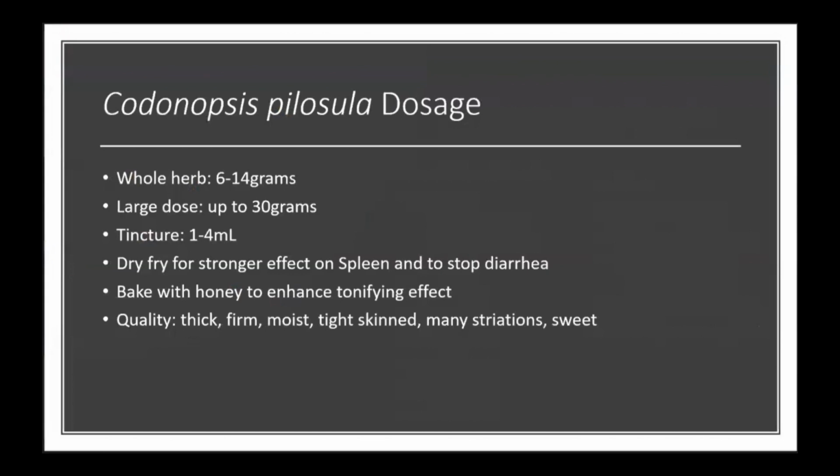So dosing, again, you can go pretty big with this. And 30 grams is a fine dose for a day. Whole herbs, generally 6 to 14 grams in a formula per day. Tincture 1 to 4. And you can dry fry the herb. Chinese medicine does all these things. It'll cook it in honey. You'll fry something dry in a pan. You can combine it with vinegar. You can do multiple different steps of preparations for things, combining it with ginger and cooking it. There's all different ways to prepare herbs that change the effect.